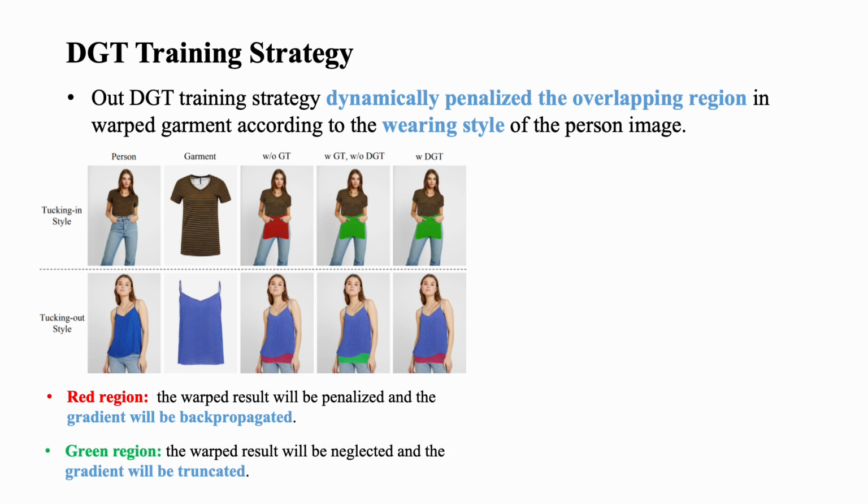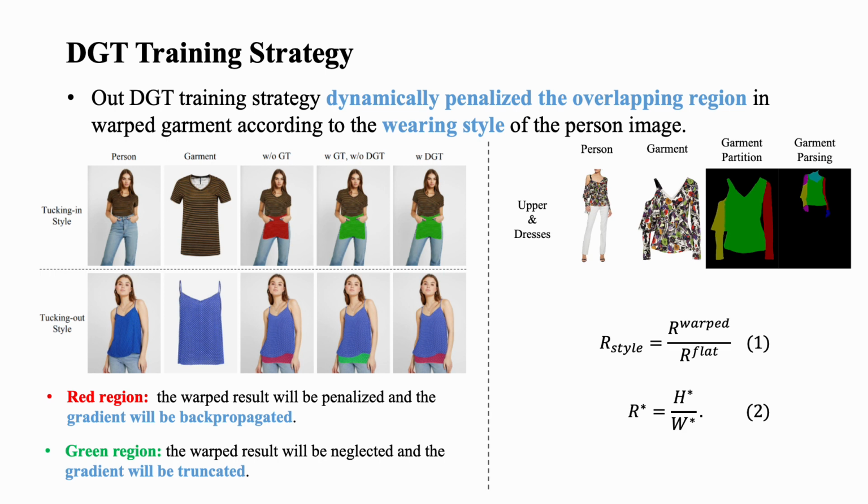Existing methods neglect the wearing style of the target person and directly penalize the overlapping region in the warped garment. In contrast, our DGT training strategy dynamically penalizes the overlapping region according to the wearing style of the target person, in which the wearing style can be defined by the difference between the height-width ratio of the GT warped garment and that of the flat garment, and the height-width ratio of the garment can be calculated according to the torso region in the garment parsing.